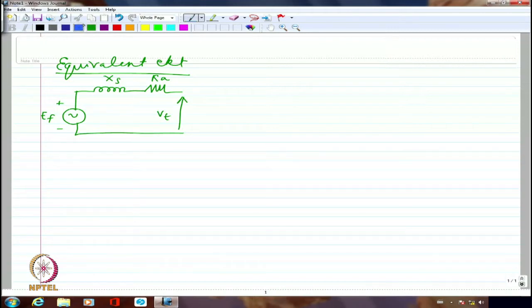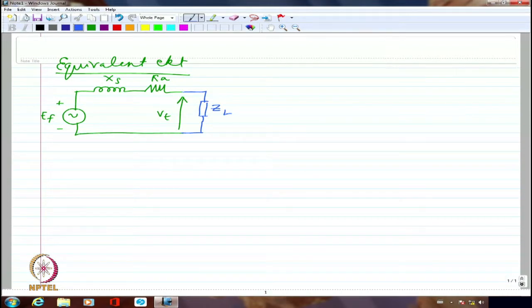And here is where I am going to connect the load. So this is going to be my electrical load as far as the generator is concerned. So I may call this as ZL. So depending upon whether ZL is going to be inductive or capacitive or resistive, it is going to decide the power factor.